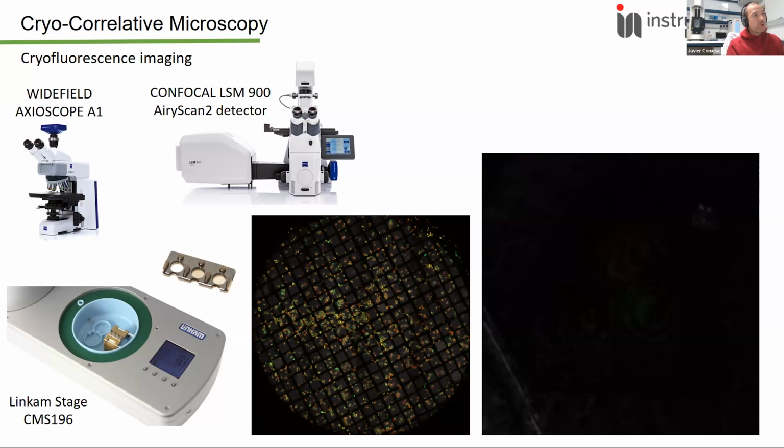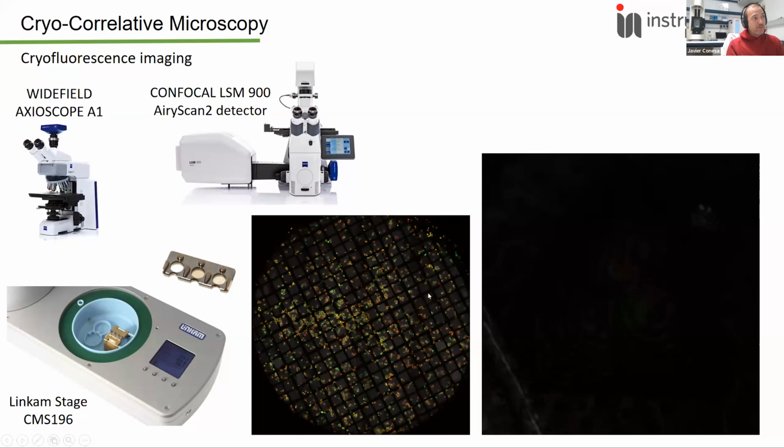When we need a more precise localization, it means 3D coordinates, we are using this confocal microscope, an LSM 900, equipped with an Airyscan 2 detector. And in both microscopes, for keeping the sample at liquid nitrogen temperature, we are using the Linkam stage that is automatic, is connected to the microscope computers, and we can operate it from the microscope itself.